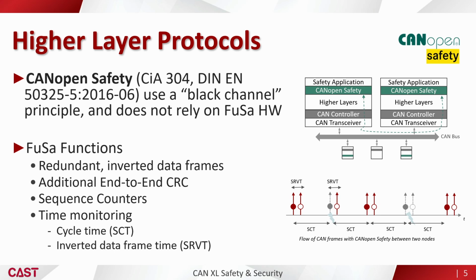Here is how it works. After each data frame, a second frame with an inverted copy of the payload is transmitted. This redundancy catches burst errors that may have slipped through the CRC check. An additional end-to-end CRC provides further error coverage across the full communication path. Sequence counters ensure that no frames are lost, duplicated, or delivered out of order. And tight time monitoring, including the safety cycle time and safety-related validation time, detects network anomalies and timing violations quickly.